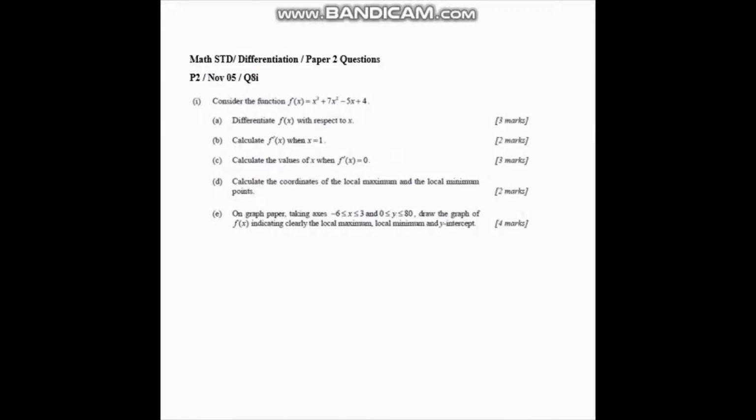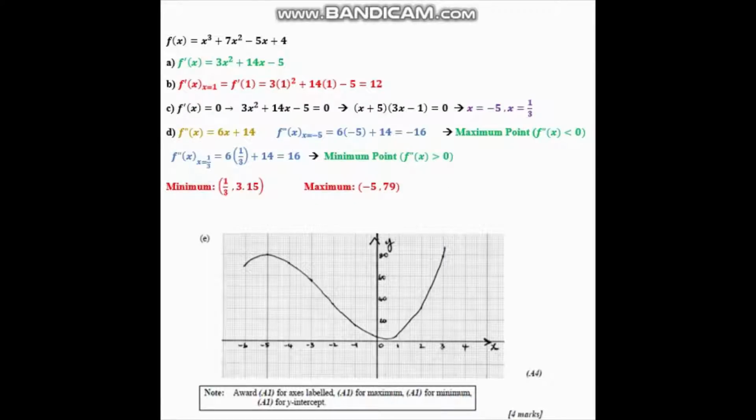In question C, I'm required to calculate the values of x when f dash of x equals 0. This is simply achieved by setting this green equation right there to 0, and this is what I've done. You can either do it using the GDC or using factorization, which I personally prefer. I find it quicker, but this is up to you. And the answers are x equals -5 and 1/3.